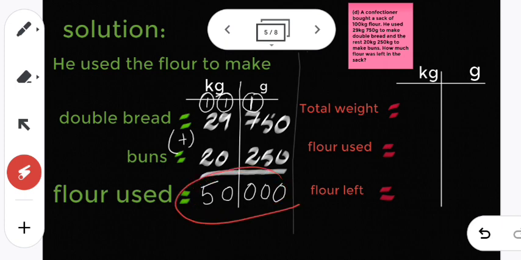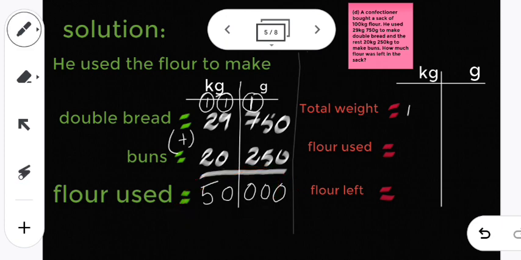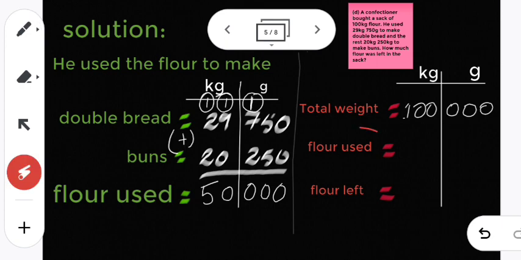Okay. So now this is the used flour. This one you have to minus from the total weight. The total weight is how much? It is 100 kilogram. There is no gram, so you can put 0. I told you there should be 3 digits, so you can put 3 zeros. Again, how much flour has he used? He has used 50 kilogram. Here also no gram, so you can put 0. If you are clever enough, since only in gram 000 is there, this kilogram part you can totally avoid. You can write only the gram part.